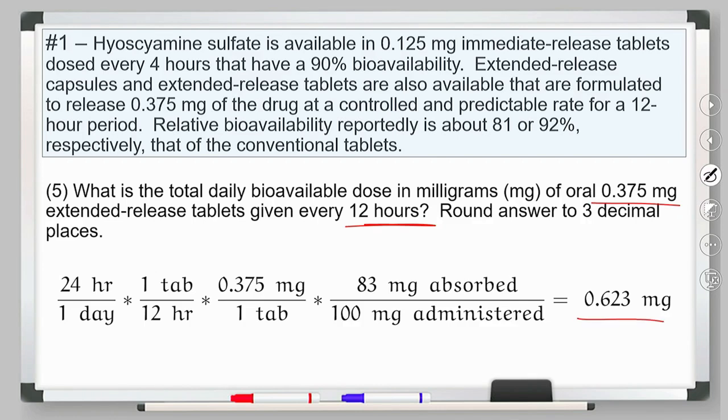So if you had to recommend to a prescriber whether you're going to recommend the extended release capsules or the extended release tablets, which one would I recommend? The tablets. And the main difference there is they have better bioavailability. More of the drug is going to get into the blood to do what it needs to do, and will be closer to what you get by giving the immediate release tablets every 4 hours.